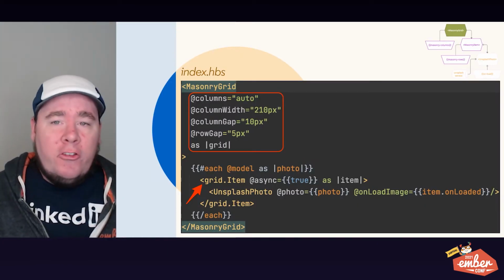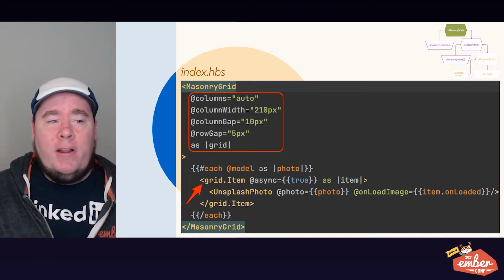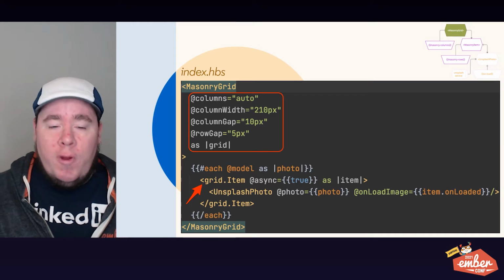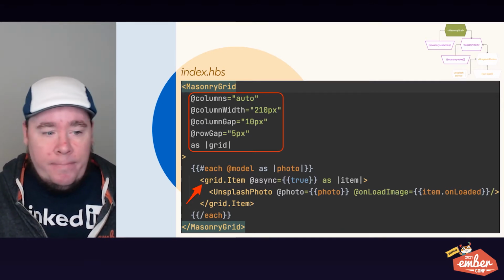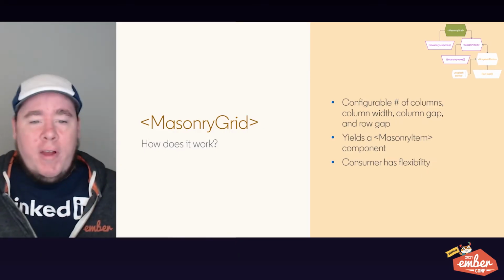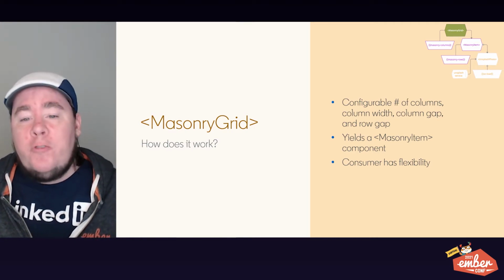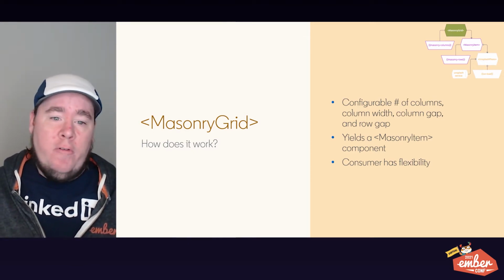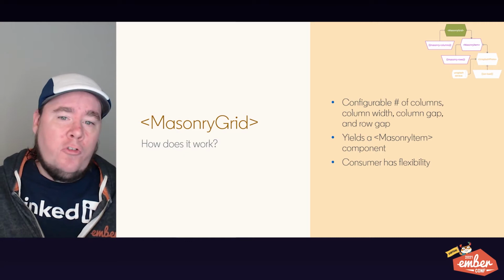So let's look at what the external API of our Masonry Grid component looks like. Now, first of all, we have arguments that allow us to essentially configure the CSS grid. And then we also yield out this grid.item, which is the Masonry item component that the consumer can then use to wrap any sort of arbitrary content that's going into the grid. So Masonry Grid allows you to configure the number of columns, the width of the columns, the space between the columns, also known as the column gap, and the row gap as well, so the distance between each row in our grid. It also yields out the Masonry item component, which the consumer will use to wrap its content.